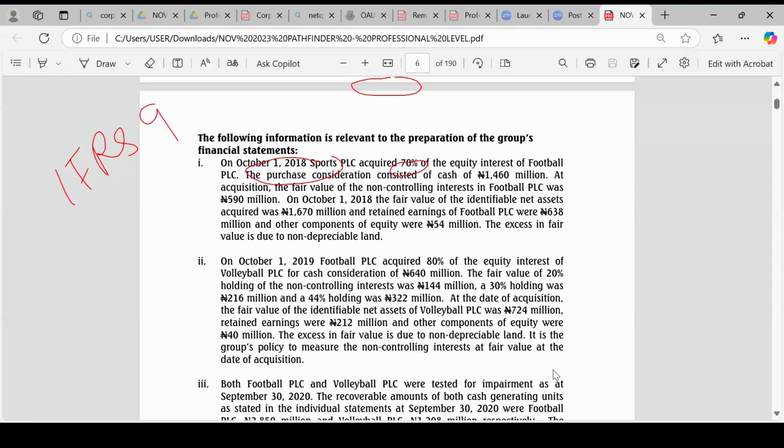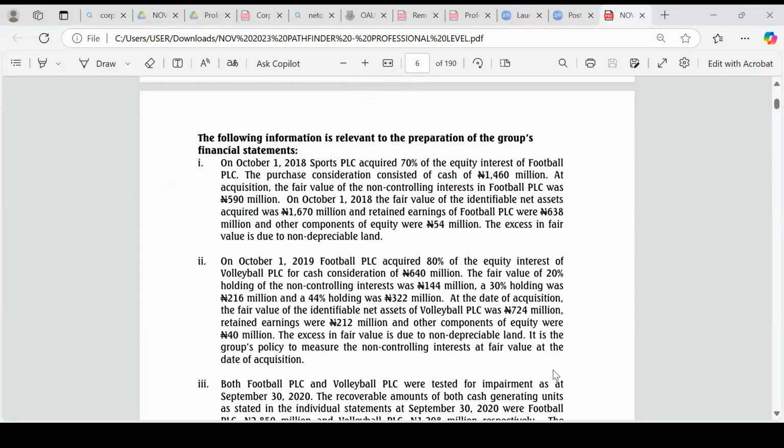And we read the requirement. The requirement is very straightforward. Just prepare the consolidated statement of financial position. All right, let's go on. As we go on, what I like to do when I'm reading a question is to establish the things that will flesh out in my calculations. So I may be making some points as we read on and on.